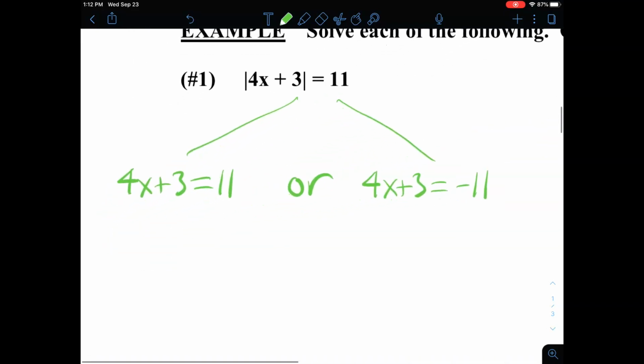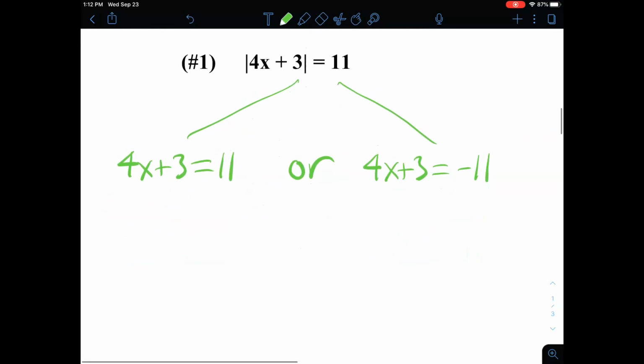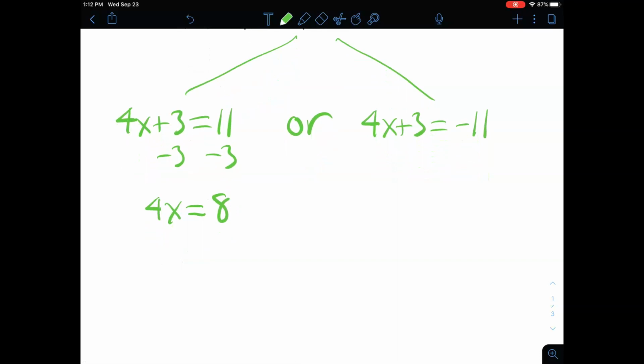Let's solve these now. So how do we solve 4x plus 3 equals 11? We're going to do what? We're going to subtract 3. 4x equals what? That's going to be 8. What's next? Divide by 4. x is going to equal 2.